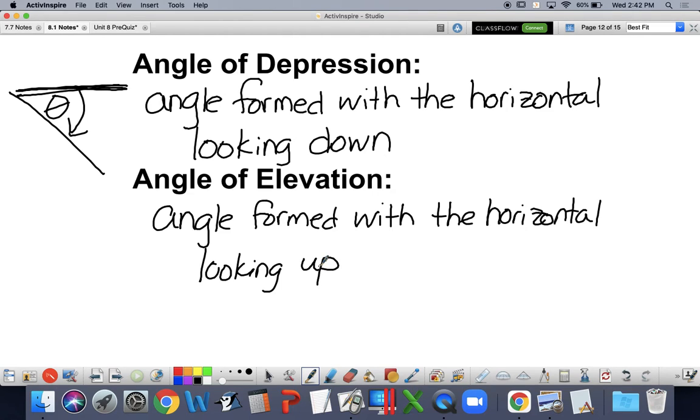Okay, so you're going to be looking up. So here's the horizon. When you look up from the horizon, that is the angle that you're going to form. That's what we're going to be looking for when we solve these word problems.